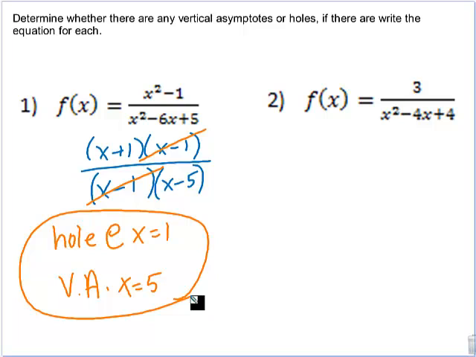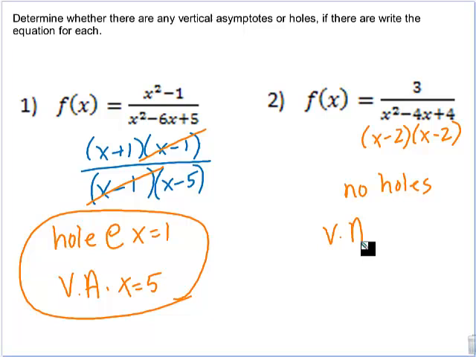All right, let's look at the second one. f of x is equal to 3 over x squared minus 4x plus 4. Why do we know there wouldn't be a hole right away? Yeah, there's nothing to cancel with in the numerator. We still need to factor this denominator, though. How do you factor x squared minus 4x plus 4? Yep, x minus 2, x minus 2. So we already said there were no holes. Vertical asymptotes: what will make this denominator zero? 2. So the vertical asymptote is at x equals 2. Is that okay?